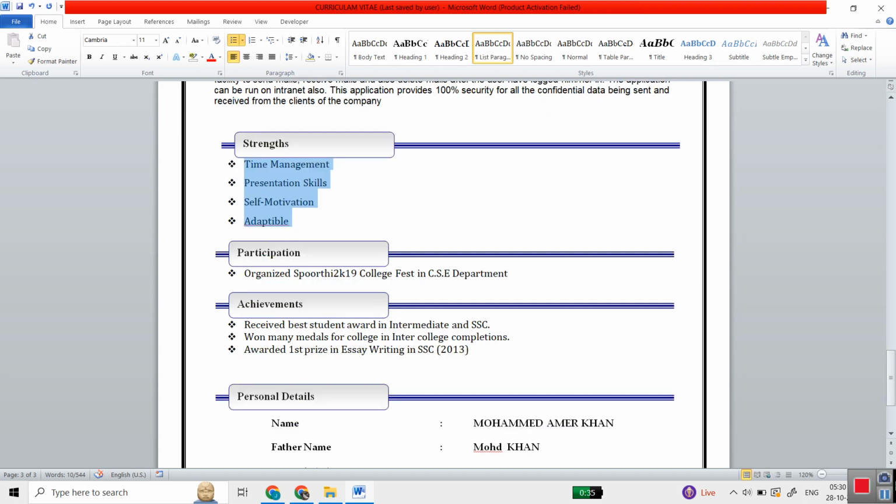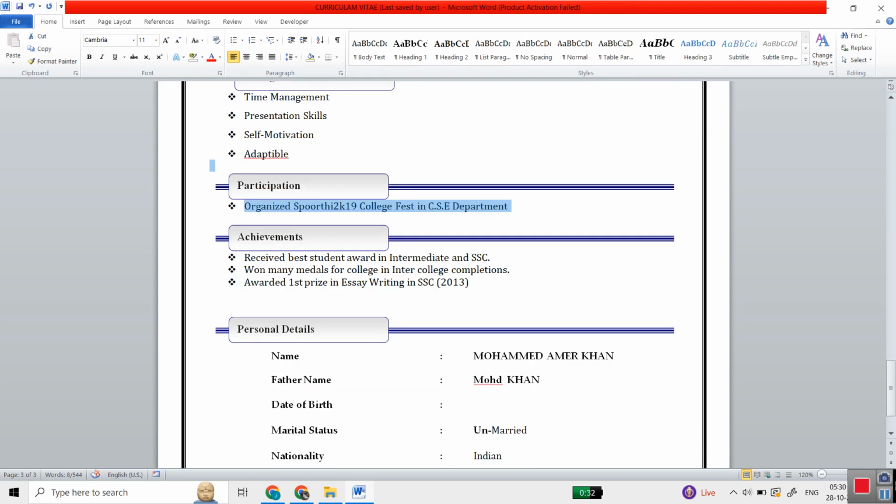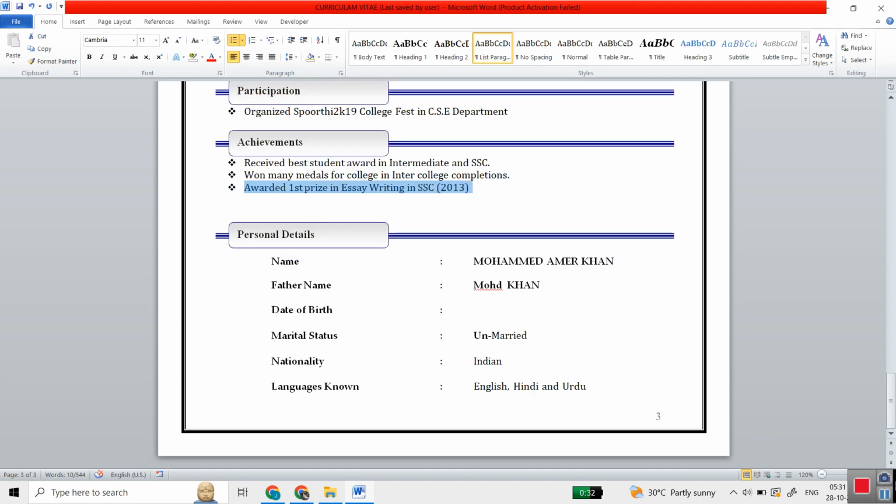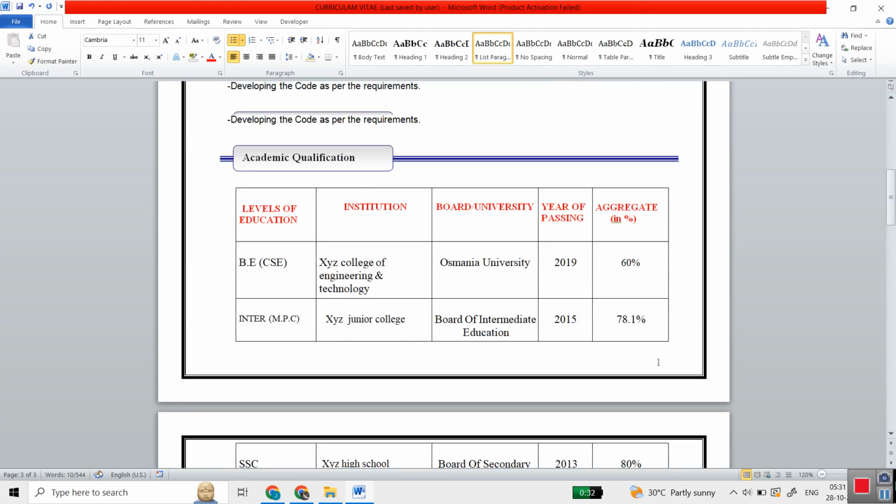Now participation: you can ignore this, or if you want you can mention it, no issue. Achievements: 2 or 3 lines you can mention, like best award, student of the year, anything like that. Two lines is enough. Here you can mention your name, father's name, date of birth, marital status, nationality like Indian, and whatever languages you know. So I hope you got a clear idea of how to make this resume.